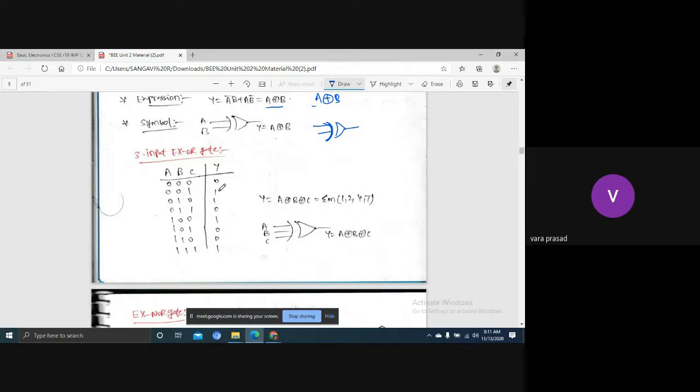Now, where are the ones from? Here, here, and here. If you write the decimal equivalent here: 0, 1, 2, 3, 4, 5, 6, 7.